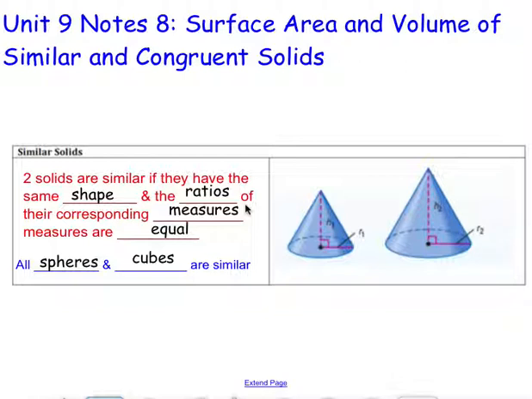It doesn't mean that the sides have to be the same. So the radiuses don't have to be the same length, but the ratio of the two radii needs to be the same as the ratio of the height, and so forth. And as an added part, all spheres and cubes are similar, just because spheres are always going to look like a ball, so they're all going to be similar to each other. Cubes are made up entirely of squares, so they're always going to be similar to each other.